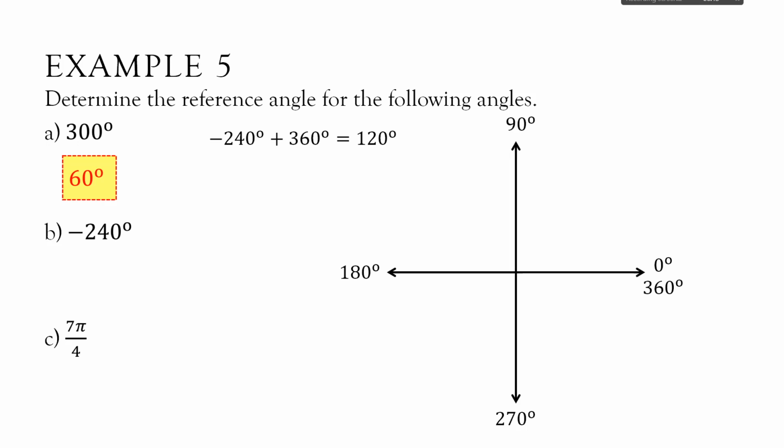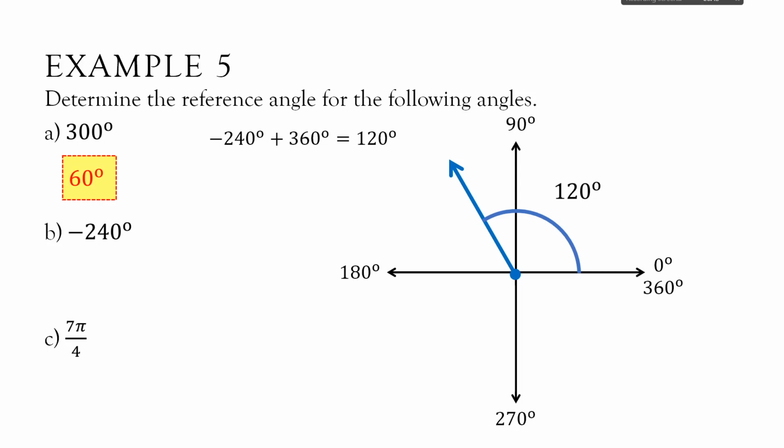So 120, that's between 90 and 180. That is somewhere in this second quadrant. Now, if you were doing it the way that I mentioned earlier, you would say, all right, this is 0, negative 90, negative 180, negative 270. Negative 240 is between negative 180 and negative 270, so in the same quadrant, just the opposite direction. But regardless, it would lead us to the same direction.